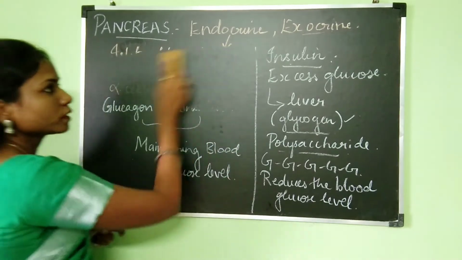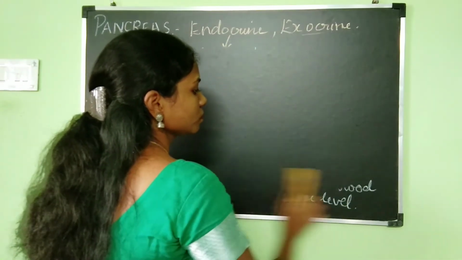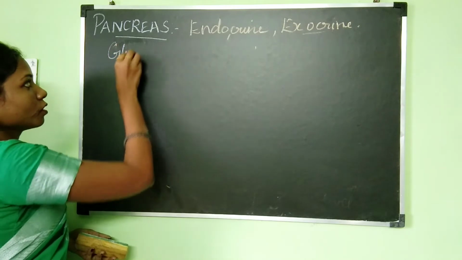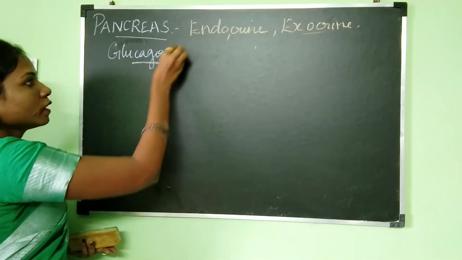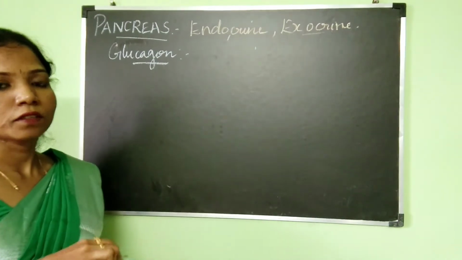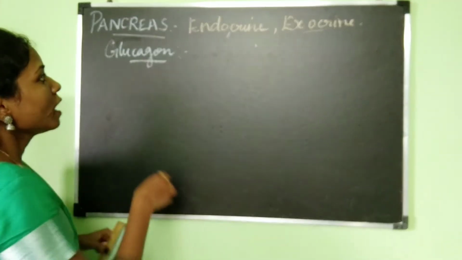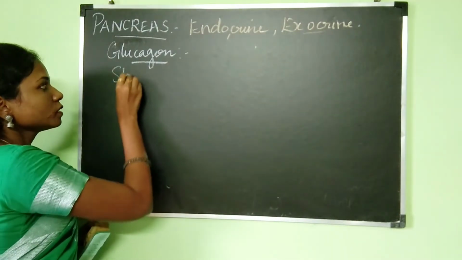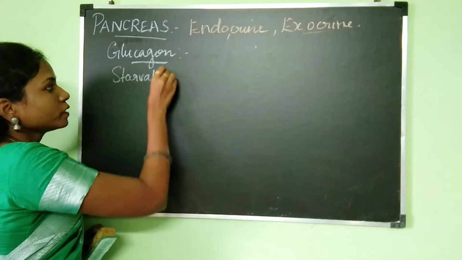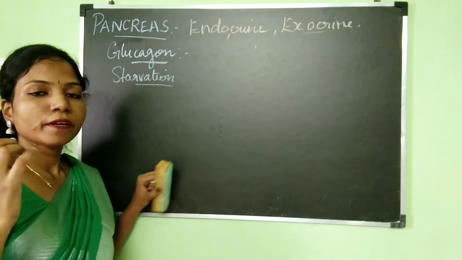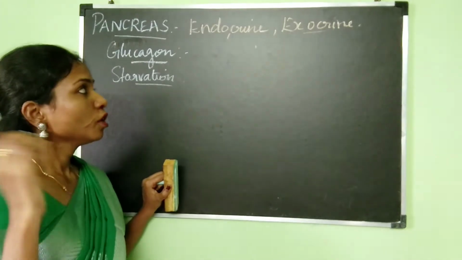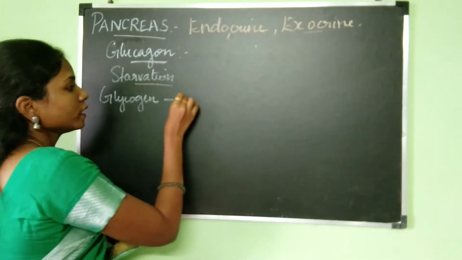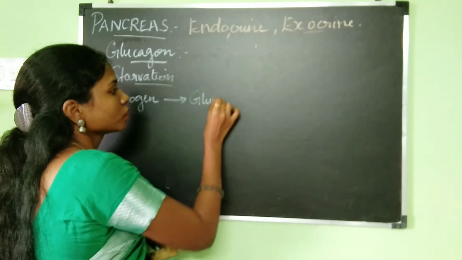Now let's move on to discuss glucagon. Let's discuss the function of glucagon. Glucagon is produced by the alpha cells of the islets of Langerhans, and what it does is during starvation. What is the meaning of starvation? It is when a person is not consuming food. When a person is starving, glucagon will help in the conversion of glycogen into glucose.